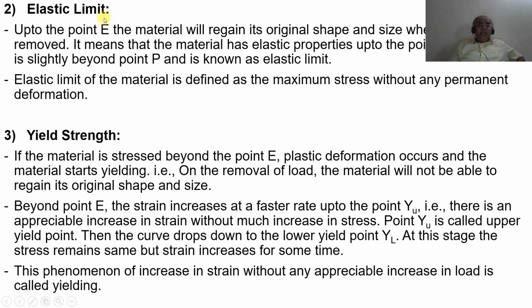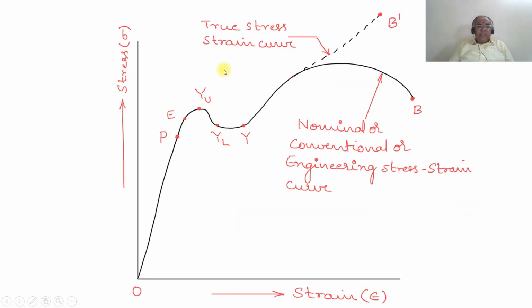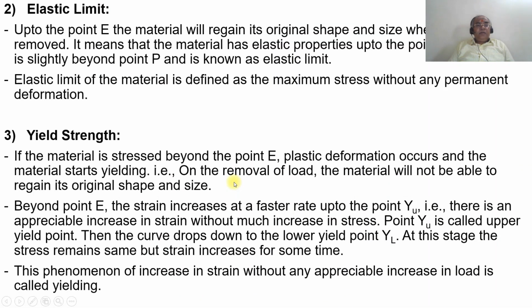So next one is the elastic limit. Up to the point E, the material will regain its original shape and size when the load is removed. It means that the material has elastic properties up to the point E. This point E is slightly beyond point P and is known as the elastic limit. So here up to point E, you are going to have the elastic limit. The material will regain its original shape. The elastic limit of the material is defined as the maximum stress without any permanent deformation.